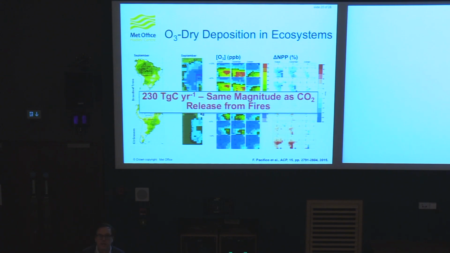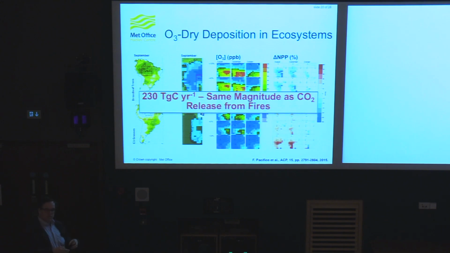When forests burn, an end product of the burning is CO2. So you're converting carbon that's captured in the biosphere into CO2 that goes into the atmosphere, and that will contribute to radiative forcing. At the same time, these fires emit species like NOx and ozone precursors, and so more ozone is produced than would be the case without the fires.